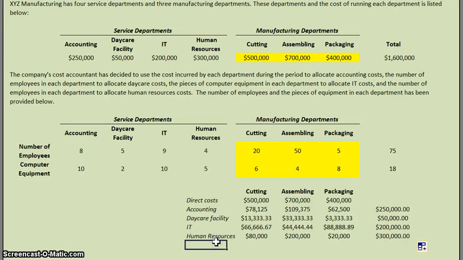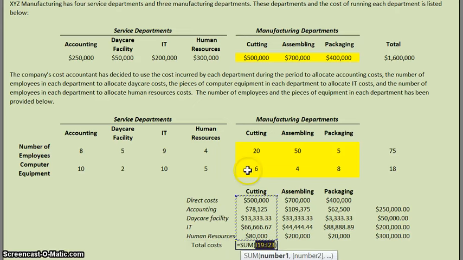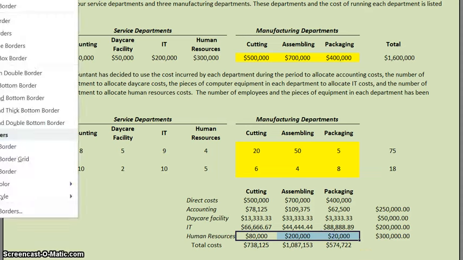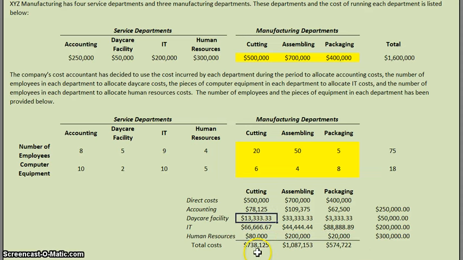Now our last step is to find our total costs. So in order to do that, we add up our direct costs plus everything we allocated. And you will see here that we have our final answers. $738,125, $1,087,153, and $574,722. So by now you should be very comfortable with allocating.